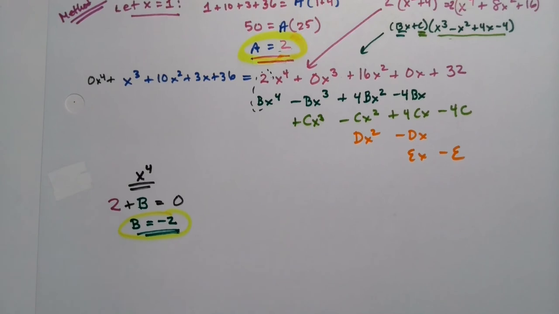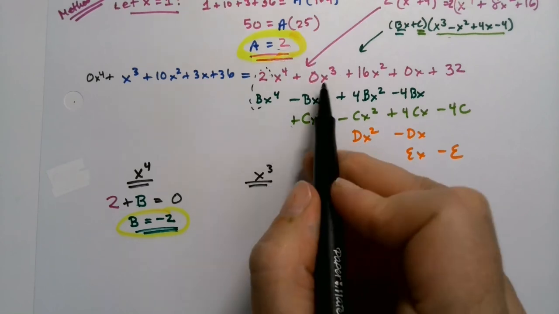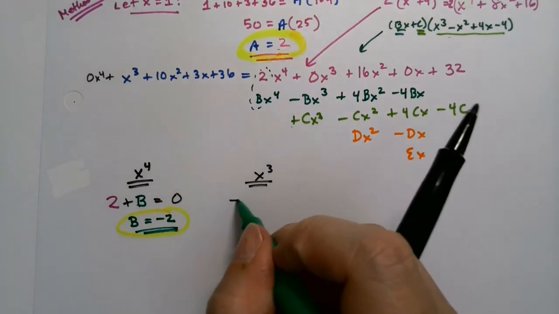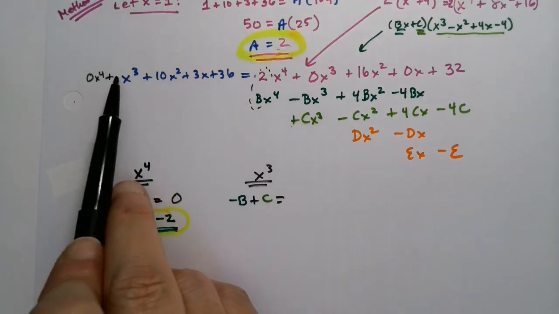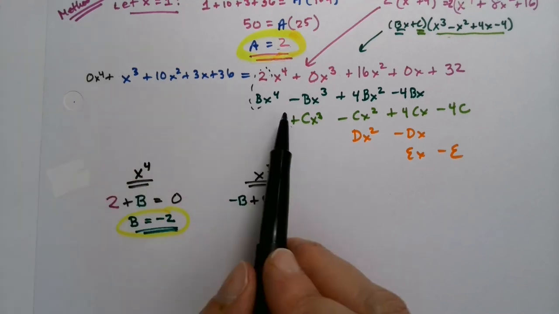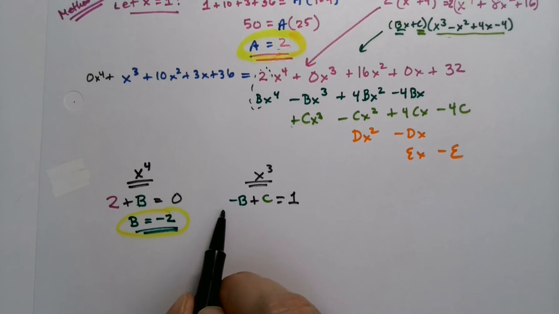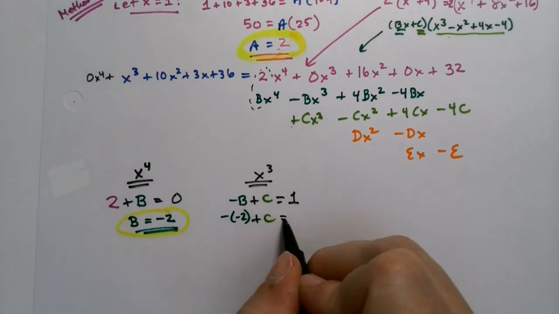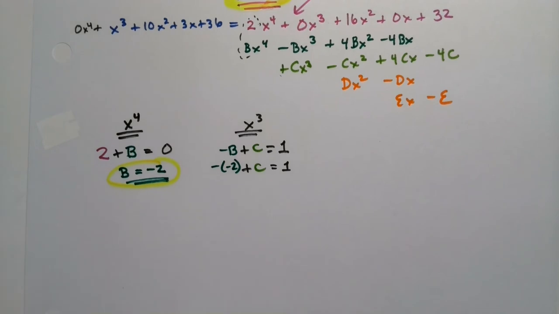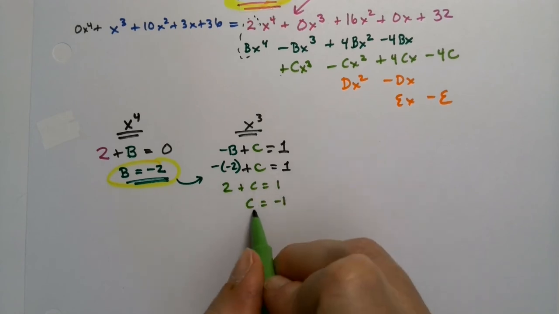All right, now we can go with whatever one you want. Let's look at the x cubed terms. I know negative b plus c has to be equal to, now go over to the other side, the number in front of your x cubed, right? Because these coefficients have to work out. So negative b plus c has got to be equal to 1. But I already know what b is. B is negative 2, right? So this is negative 2 plus c is equal to 1. I'm using the fact that b is negative 2 and plugging it in over there. So that means that 2 plus c is equal to 1, that means that c is equal to negative 1. I got another one.